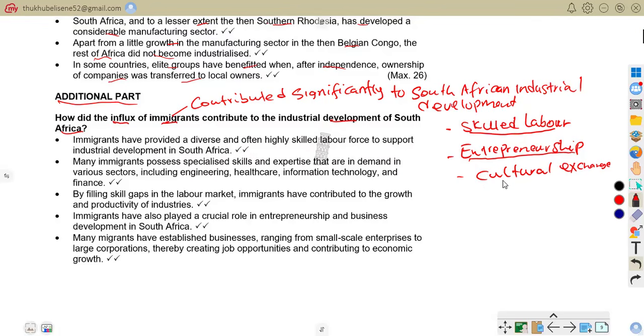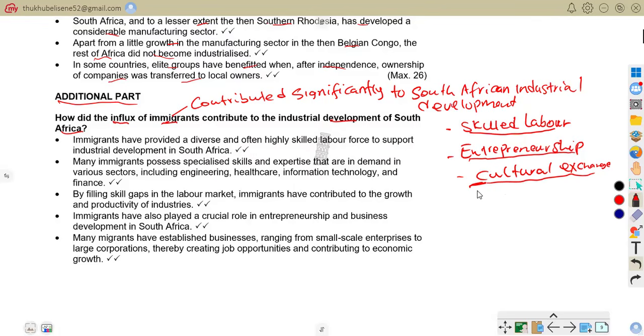That is that. Coming to cultural exchanges, the immigrants influenced local culture, contributing to innovation and creativity. That is the culture that comes with the immigrants. That is that.